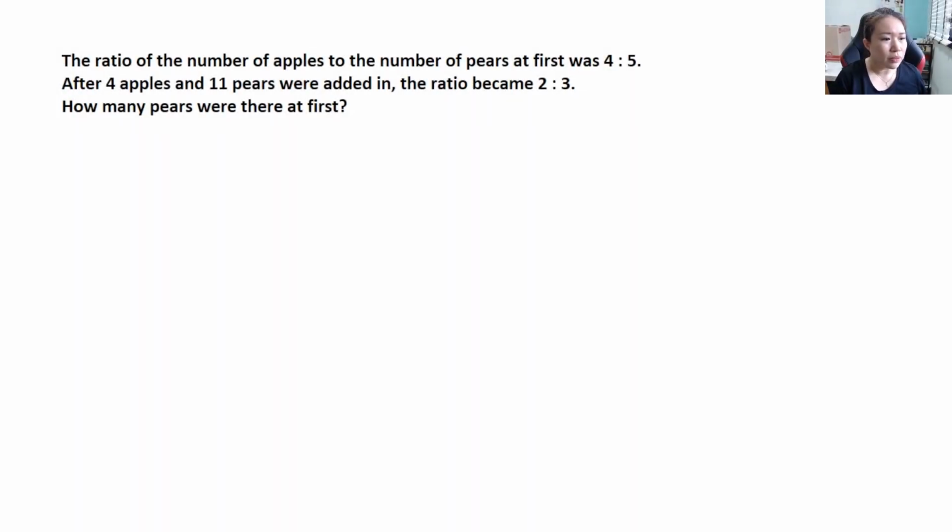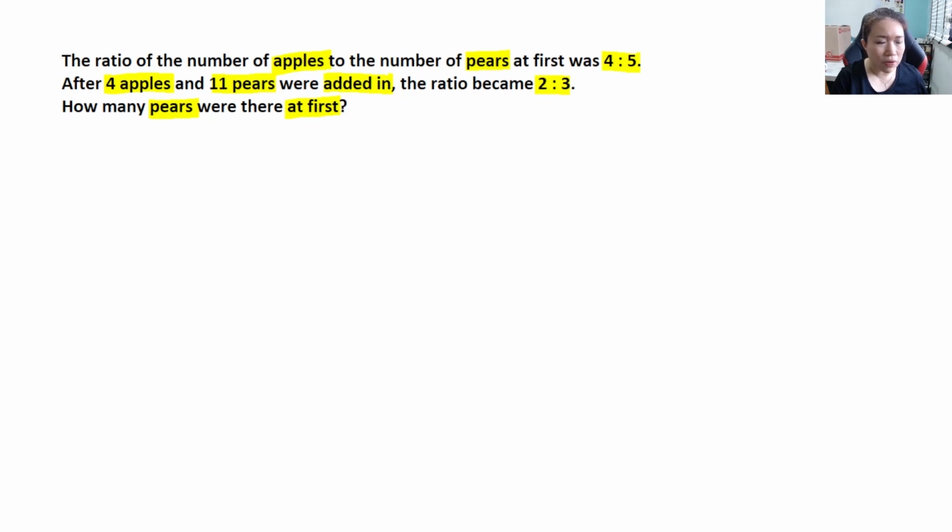The ratio of the number of apples to the number of pears at first was 4:5. After 4 apples and 11 pears were added in, the ratio became 2:3. How many pears were there at first?